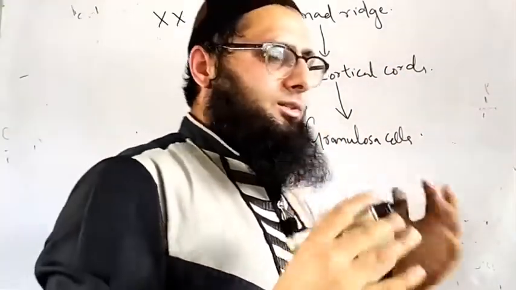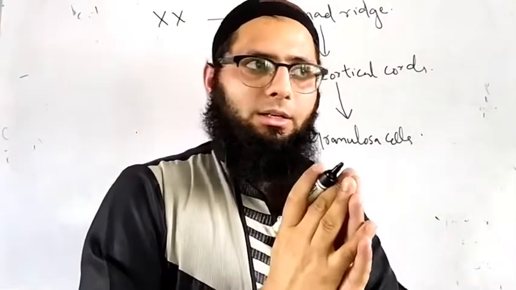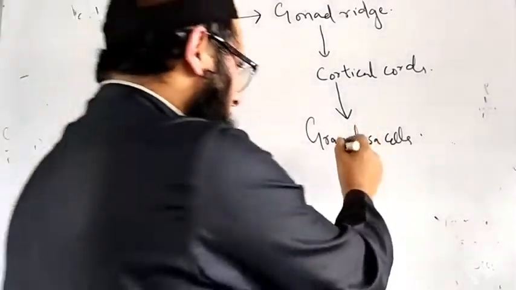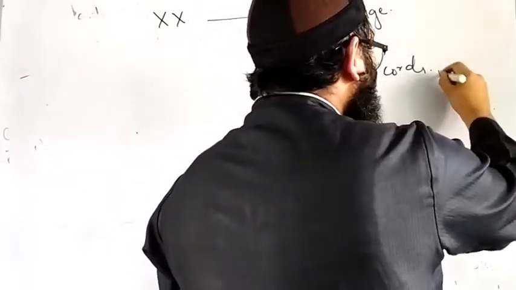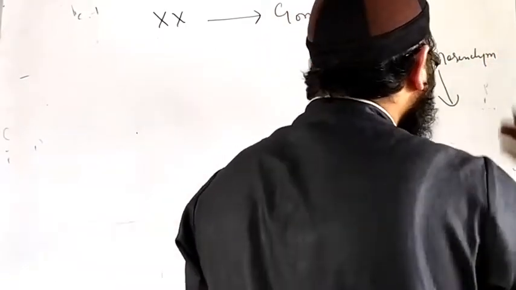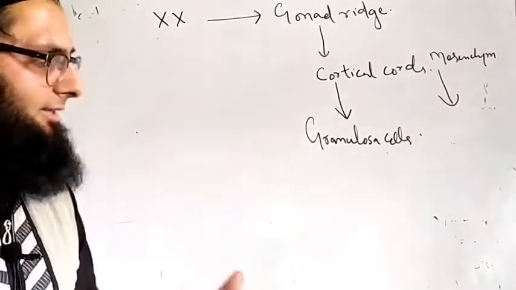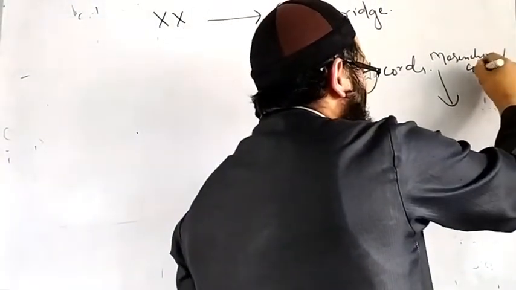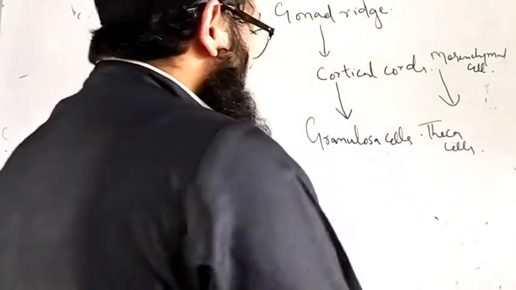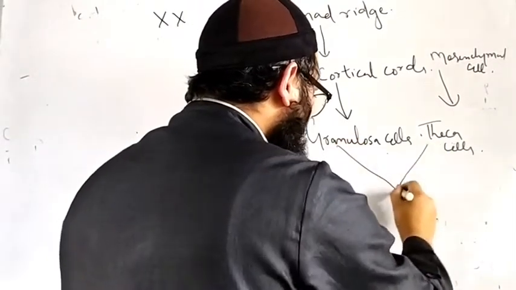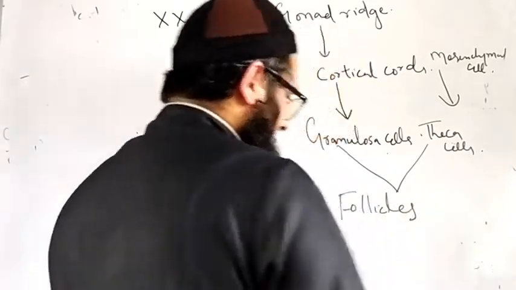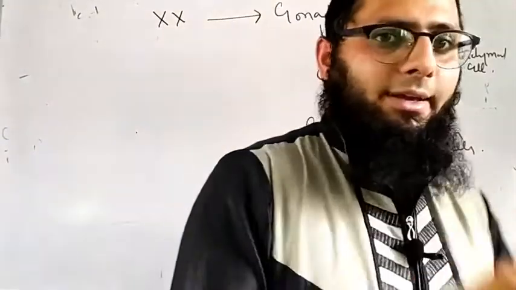And furthermore, these cortical cords are surrounding the future egg, the ova as well. These are differentiated into the granulosa cells, and the adjacent mesenchymal tissue, which in males differentiates into Leydig cells, will here differentiate into theca cells. Both these cells will join together and form follicles, and these follicles will be surrounding an ova.